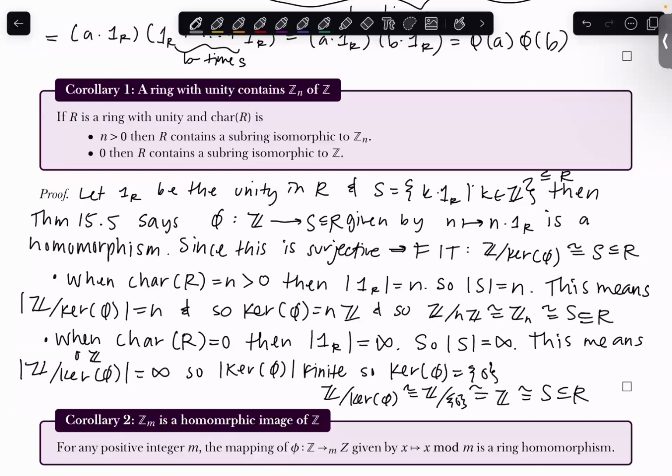But it's important that it's a ring with unity. If it doesn't have unity, I can't apply this theorem, and I don't know what things I'll have showing up inside of my ring. But really all of our rings with unities are going to have one of these two copies showing up, either a Zn or a whole Z showing up.